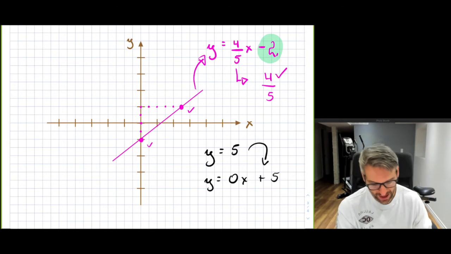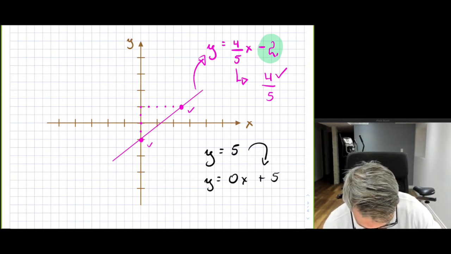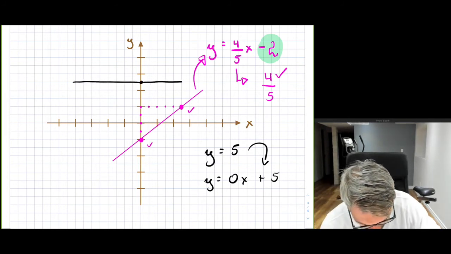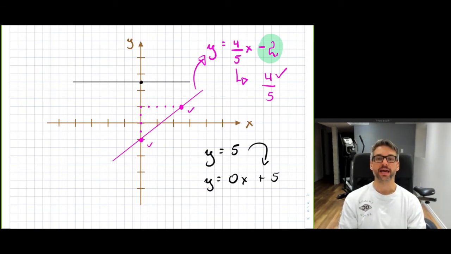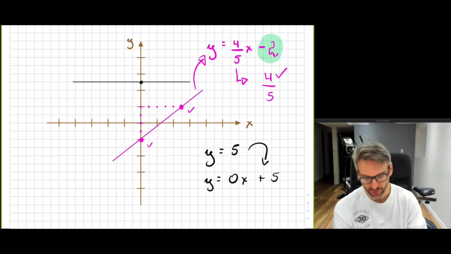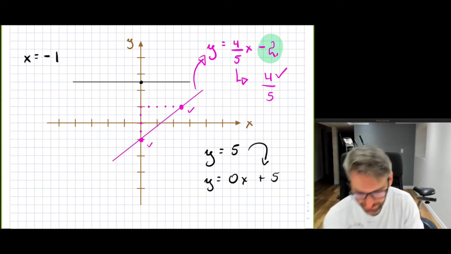So if you were graphing this, your intercept would have been 1, 2, 3, 4, 5, so it would have been here, and this line is basically a flat line. So that's how it would look. And again, the same thing would happen if you had, let's say, x is equal to -1.